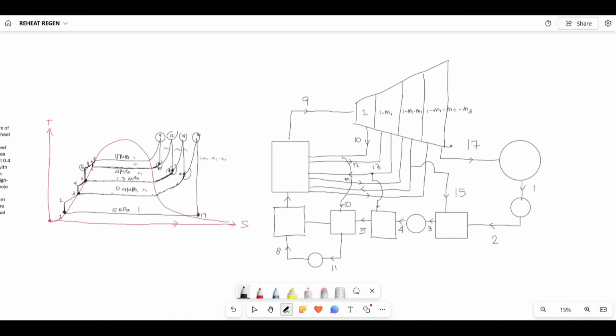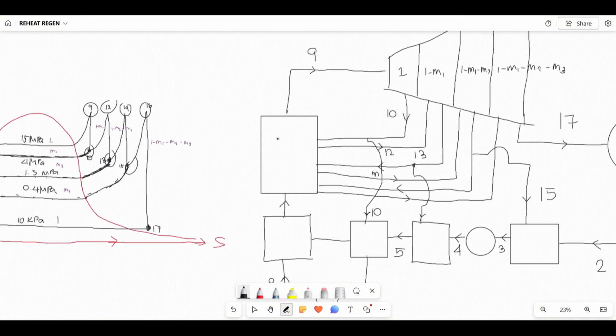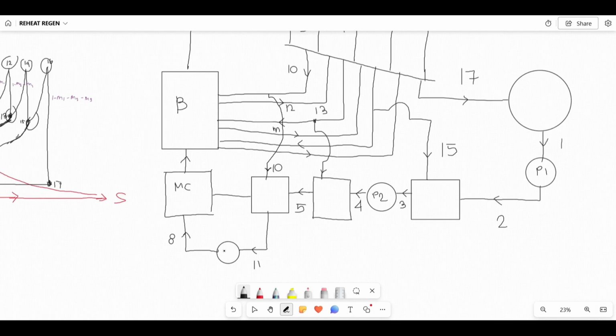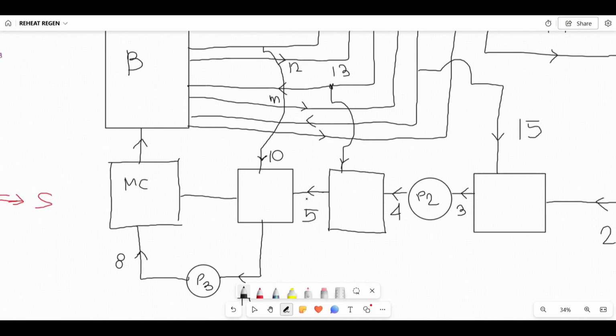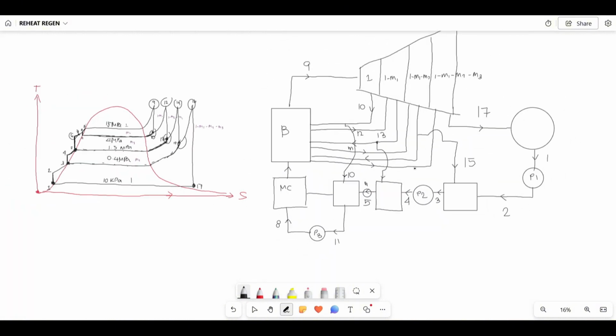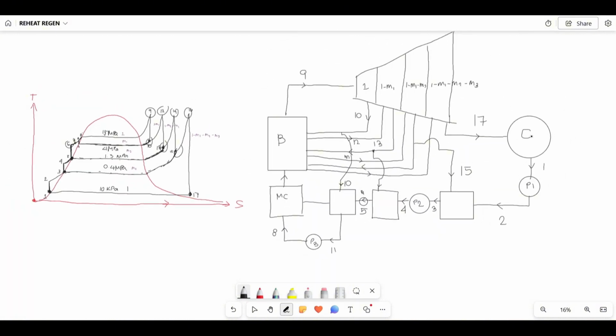So here is a really rough sketch. Let's just name it the boiler, a mixing chamber. And this is pump 1, pump 2, and pump 3. Oh, we lack a pump here. So pump 4, plus minus. Yeah, you can get the point. It's a condenser. This is an open feed heater. Another open feed heater. And a closed feed heater.